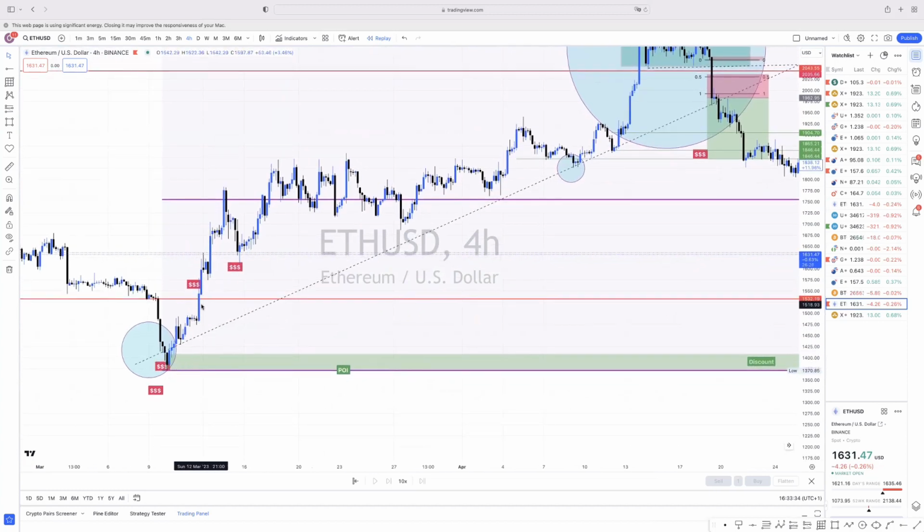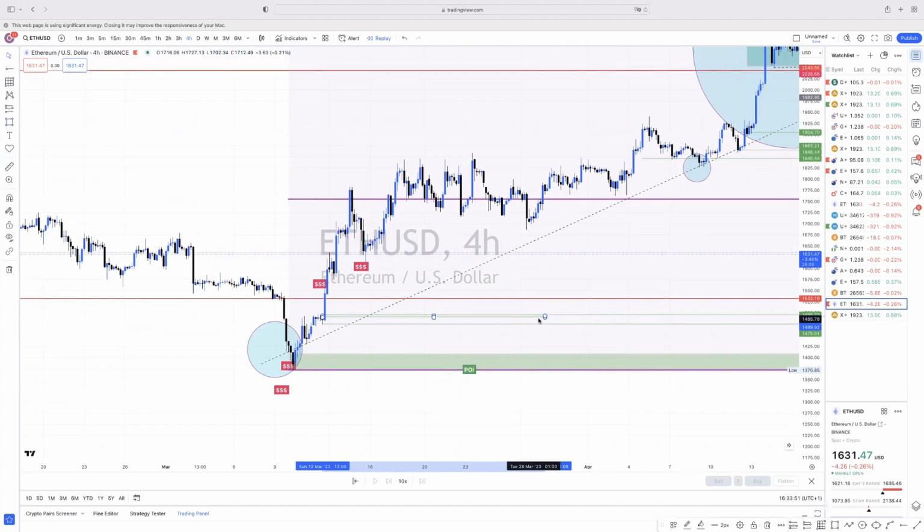If you look at this, there seems to be a breakout around this point. This breakout created a tiny order block here. Let me just mark that place so that you see.